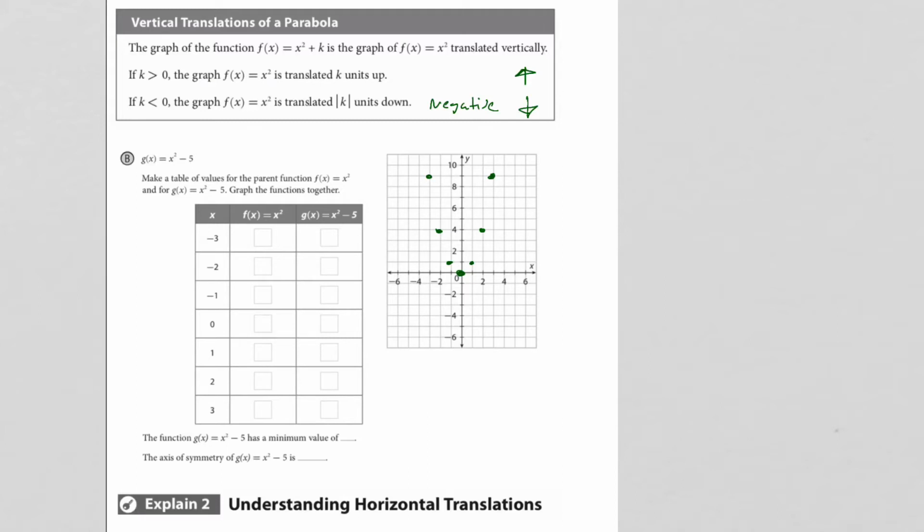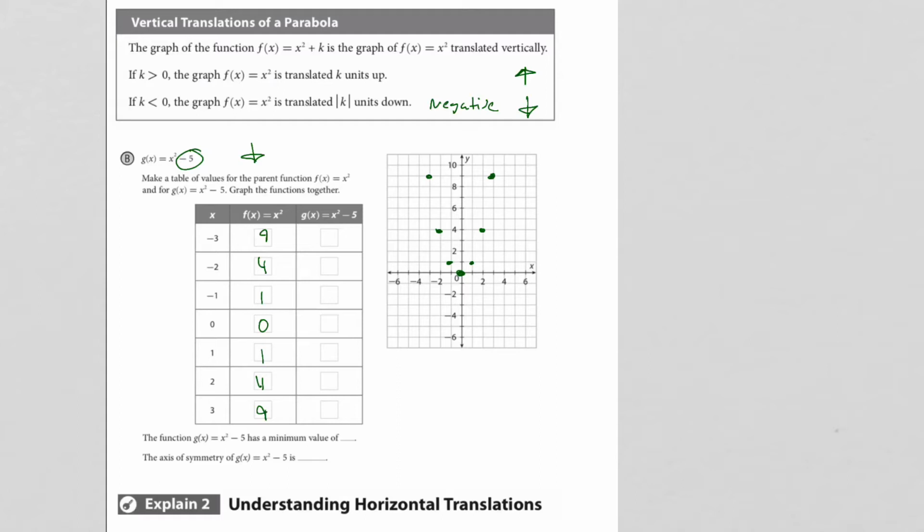And there's its shape, right? Negative 3 squared is 9. 4, 1, 0, 1, 4, 9. Those are all the points I just graphed. Well, if you're moving them down 5, because that's what this indicates, all you really have to do is move everything down 5.